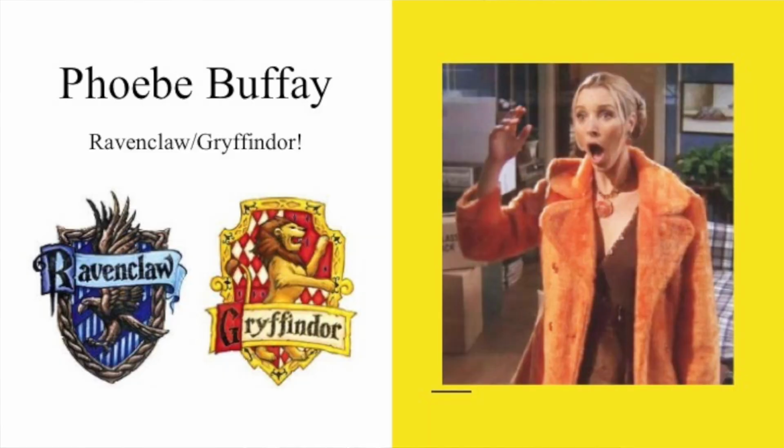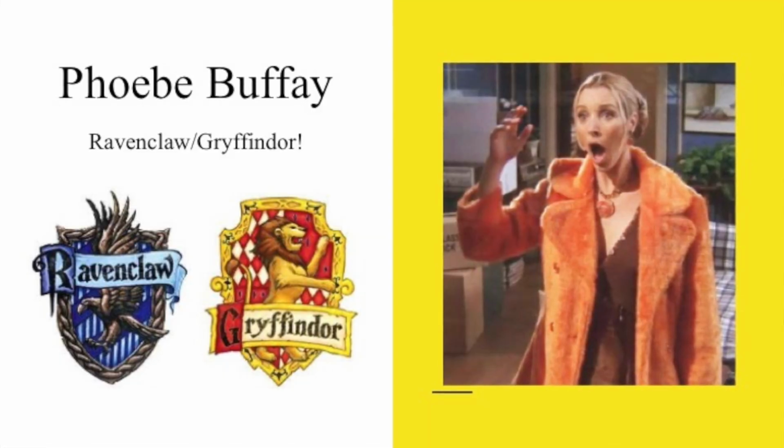So the second person we're going to sort into their house is Phoebe, and she's a Ravenclaw Gryffindor. I decided to put her in 2 houses.